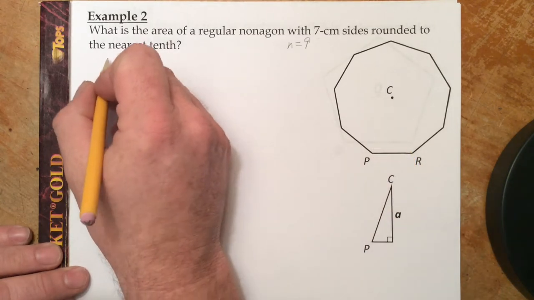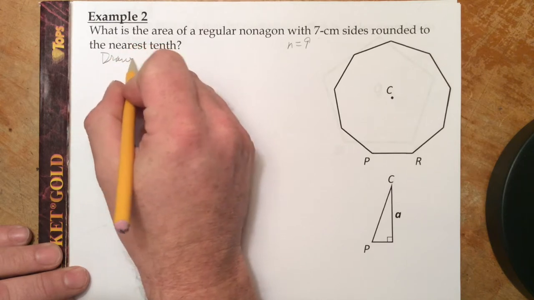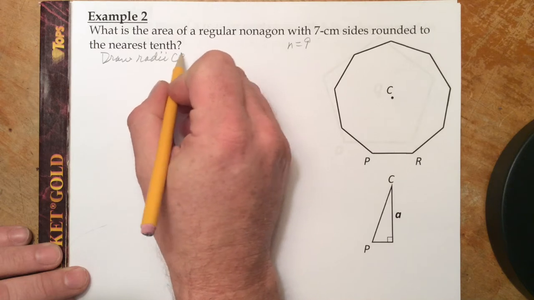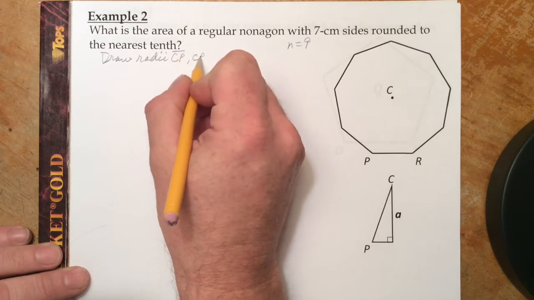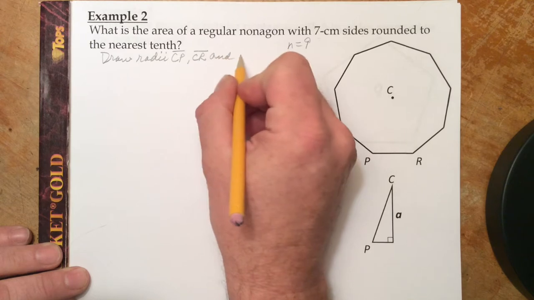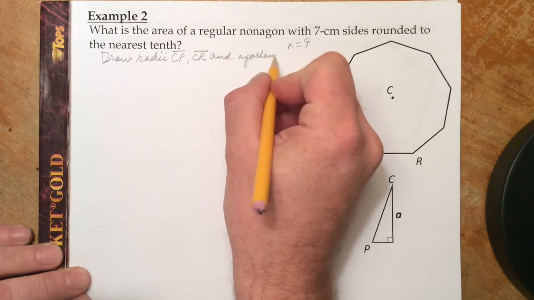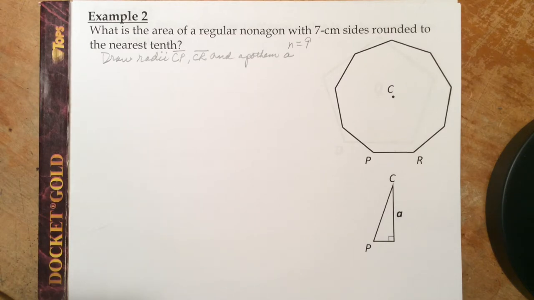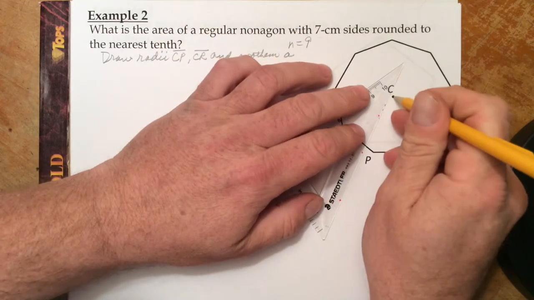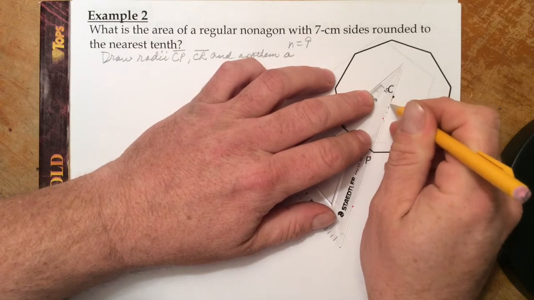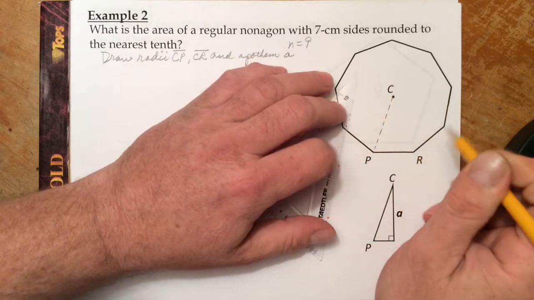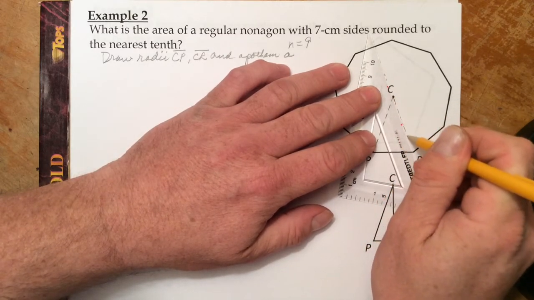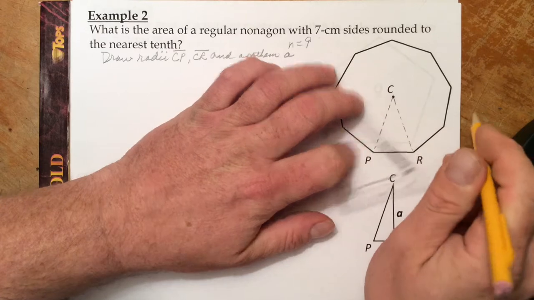Notice what happens. First of all, draw radii, at least 2 of them. I'm going to draw radii CP and CR and the apothem and call it a. So take your straight edge, draw radius CP, draw radius CR. Of course, you can draw more radii than this if you want or need to each vertex.